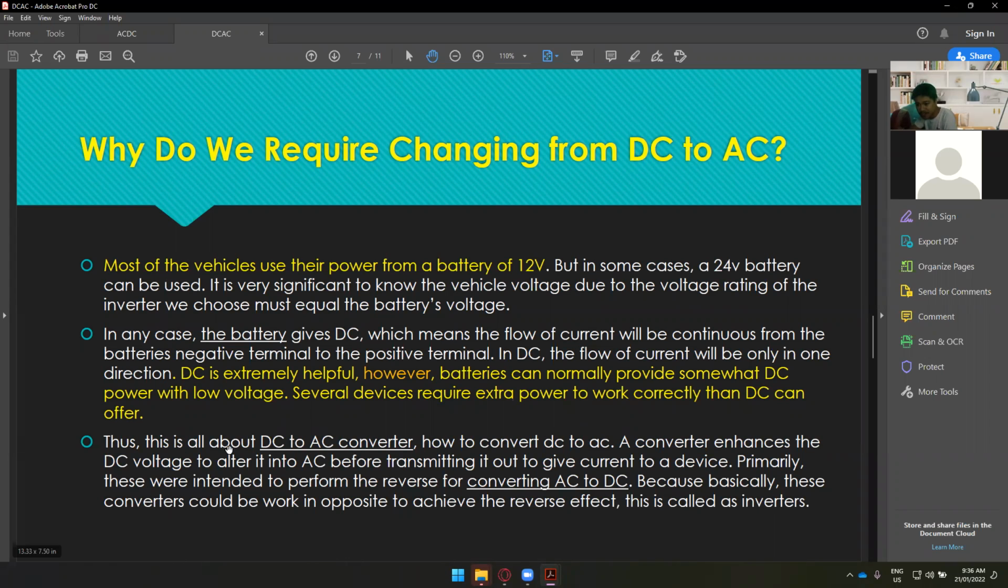So this is all about the DC to AC converter, how to convert DC to AC. The converter enhances the DC voltage to alter it into AC before transmitting it out to give current to a device. These were primarily intended to perform the reverse of converting AC to DC, because these converters could be worked in opposite chips to reverse the effect. So this is called an inverter. That's more of the concept of why we need this DC to AC conversion.